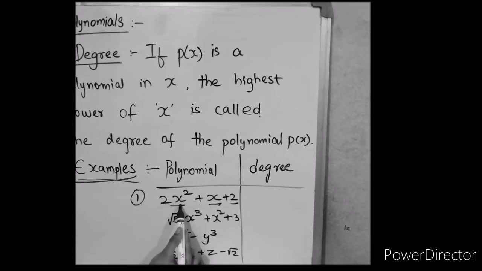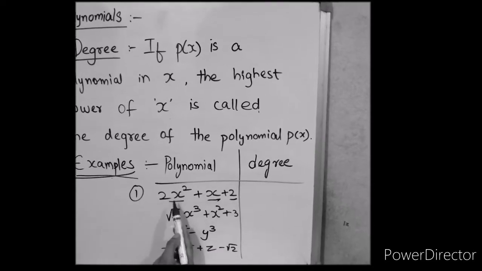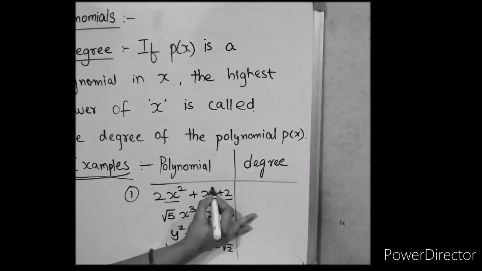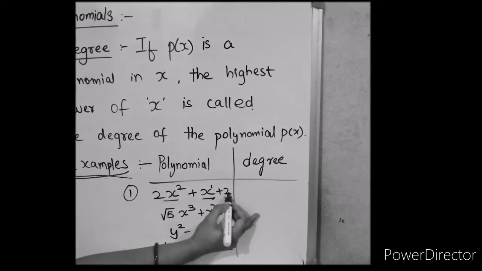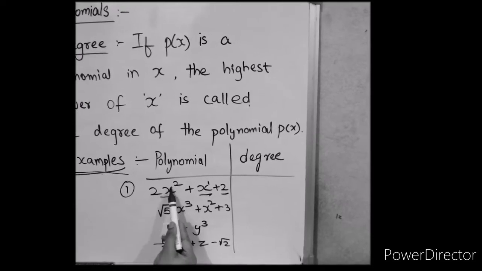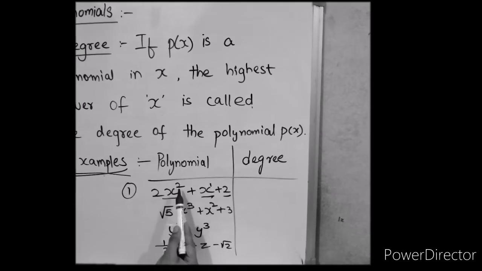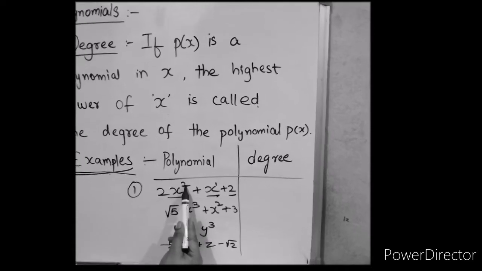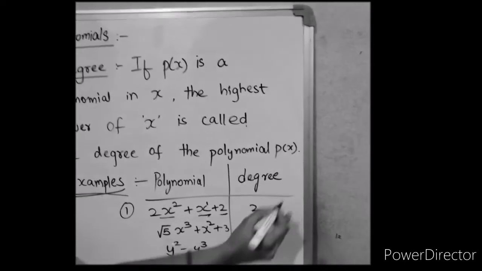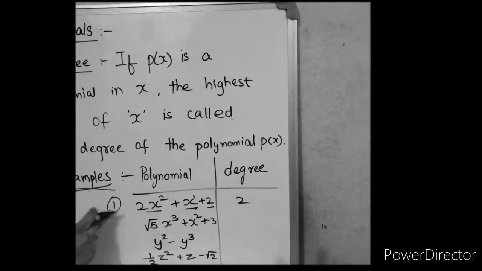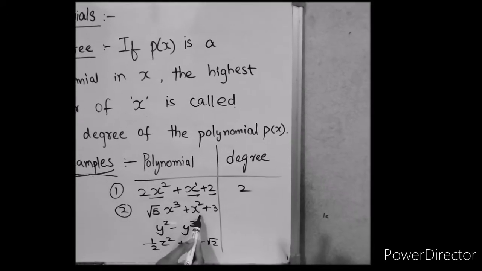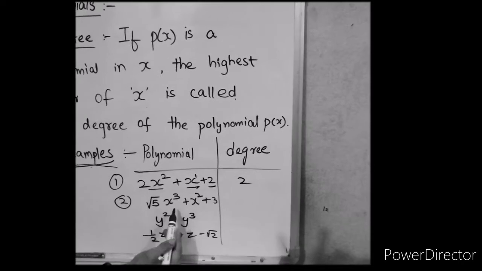If you see the powers of x in each of the terms, in the first term it is 2. In the second term, nothing is there, means the power will be 1. And here 2 is a constant. Therefore, if you compare the powers of every term of the x, we are having the highest power of x is 2 here. Therefore, I will write the degree of polynomial 1 is 2.